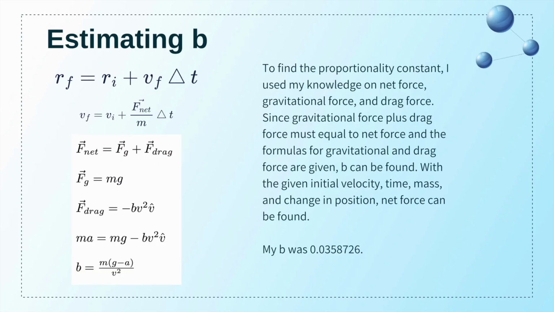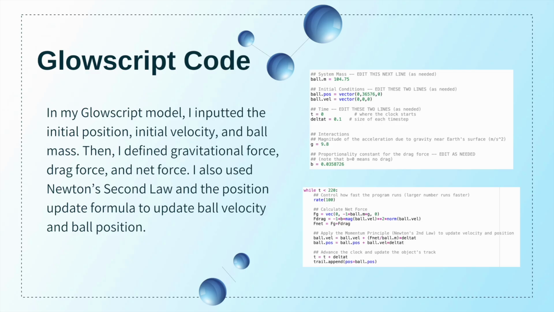To find the proportionality constant, I used my knowledge of net force, gravitational force, and drag force. Since gravitational force plus drag force must equal net force, and the formulas for gravitational and drag force are given, B can be found. With the initial velocity, time, mass, and change in position, net force can be found. And my B was 0.0358726.